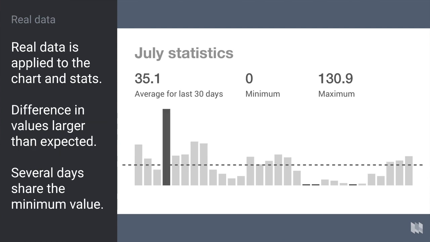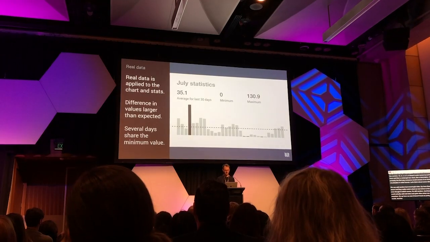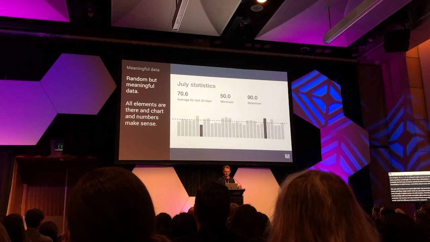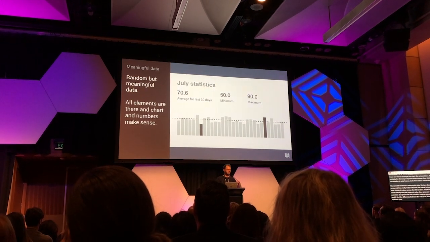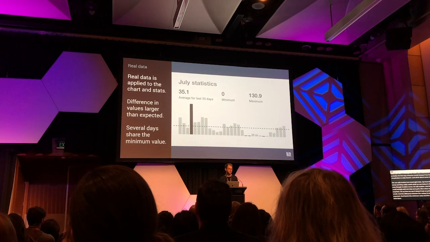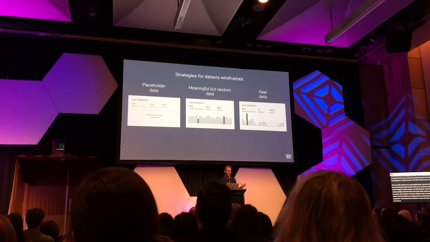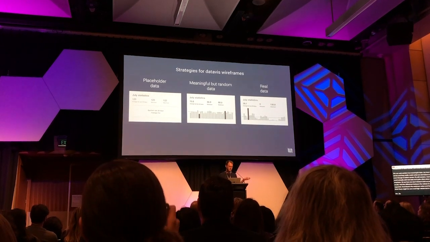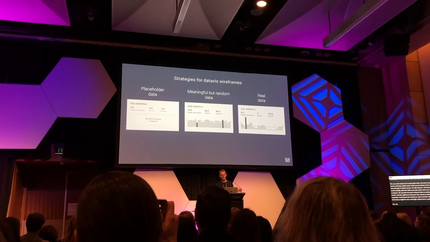And then the third thing: we could actually add real data, and quite often when we do that, there are a few surprises. Up here, we see it doesn't look as pretty as we thought it would, and the difference between the values is actually larger than expected. And several days actually share the minimum value. In the other design, we didn't think that there might be zeros and high values, but in reality, this could happen. So the strategies for data in wireframes are placeholder data, meaningful but random data, or real data.